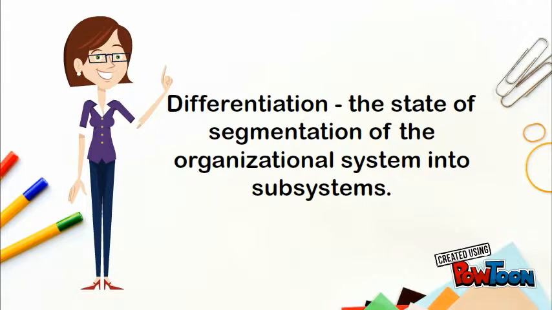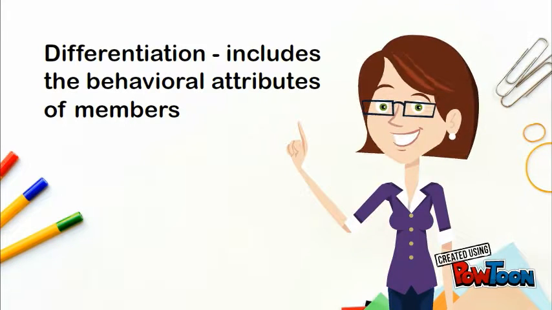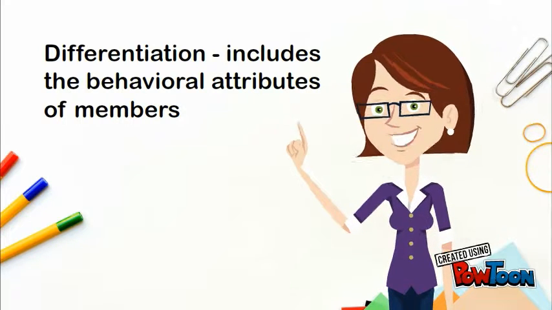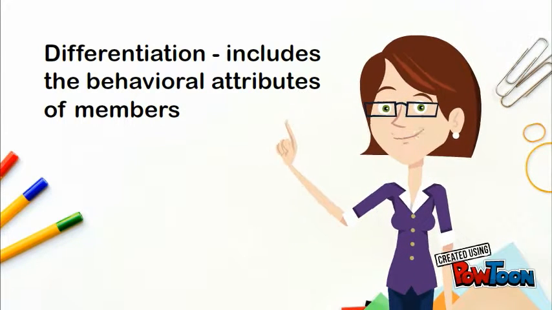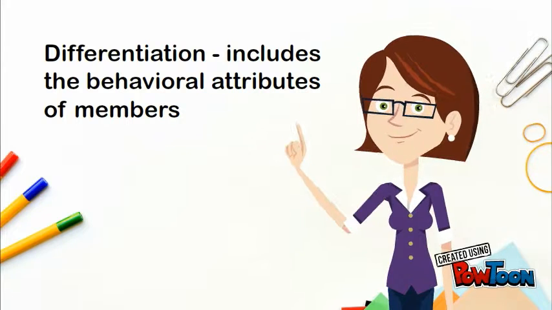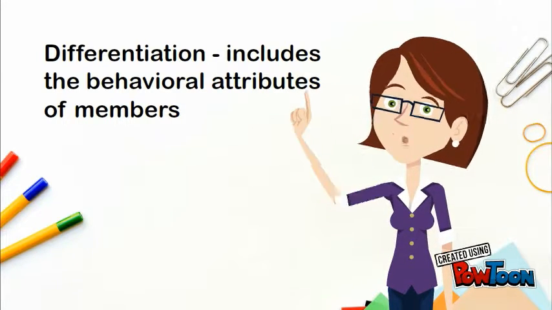Differentiation is defined as the state of segmentation of the organizational system into subsystems, each of which tends to develop particular attributes in relation to the requirements posed by its relevant external environment. Differentiation as used here includes the behavioral attributes of members of organizational subsystems. This represents a break with the classical definition of the term as simply the formal division of labor.